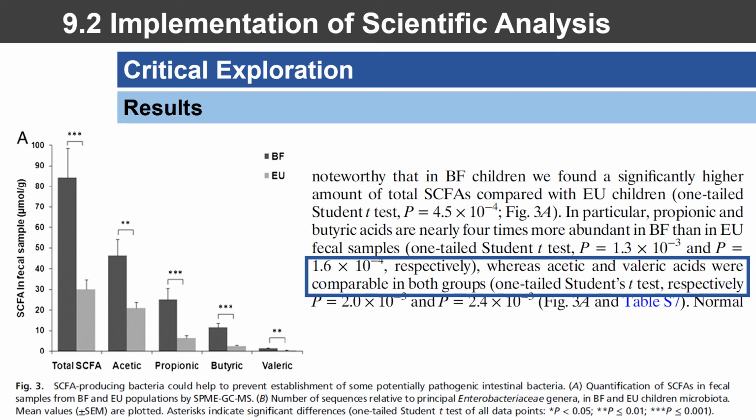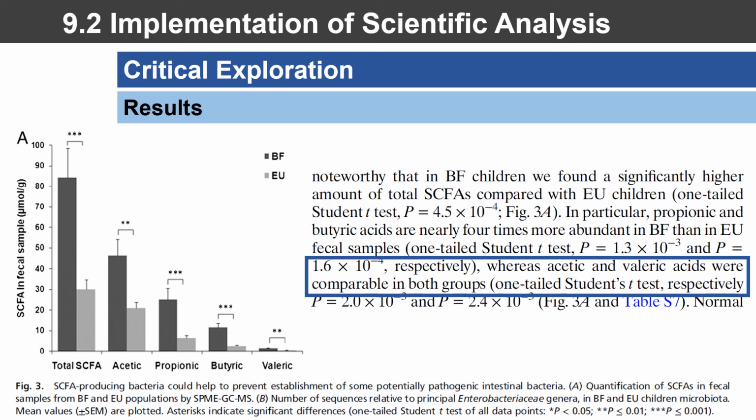It says, whereas acetic and valeric acids were comparable in both groups. Let's read that whole sentence. In particular, propionic acid and butyric acids are nearly 4 times more abundant in BF than in EU fecal samples, whereas acetic and valeric acids were comparable in both groups. That word comparable suggests that they're the same and that they wouldn't be significantly different.